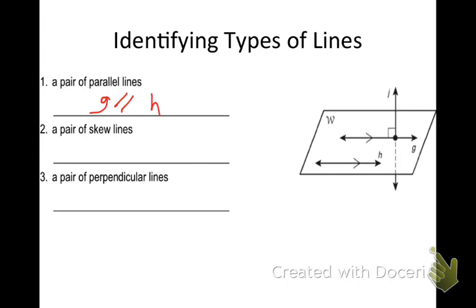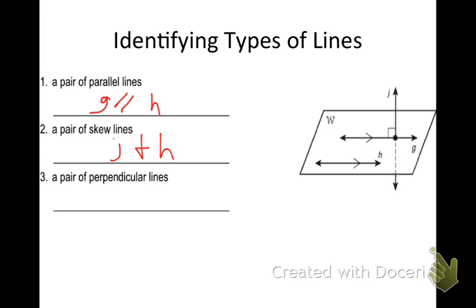A pair of skew lines. Which ones would be skew, Anderson? What's that? J and H? Yep. So J and H are skew. Now again, no special symbol for skew.